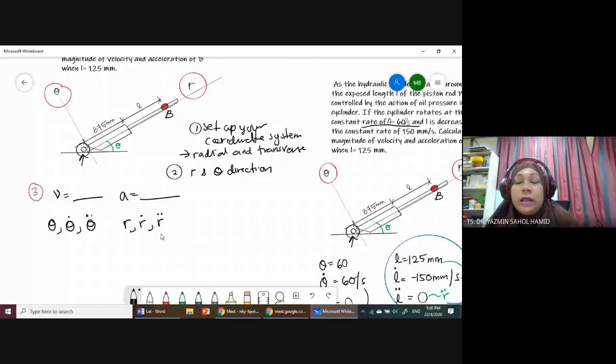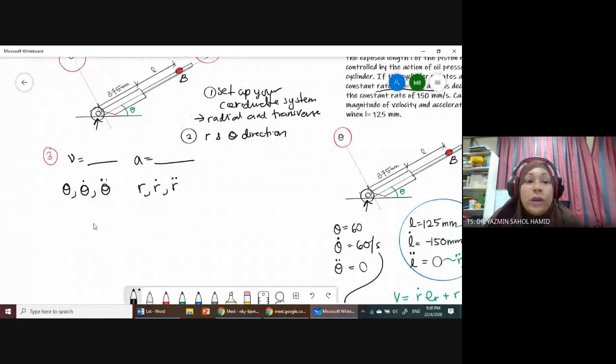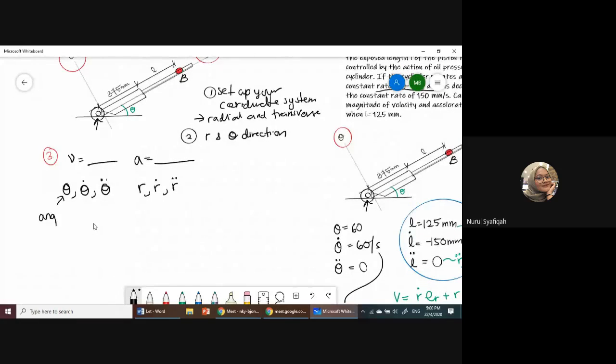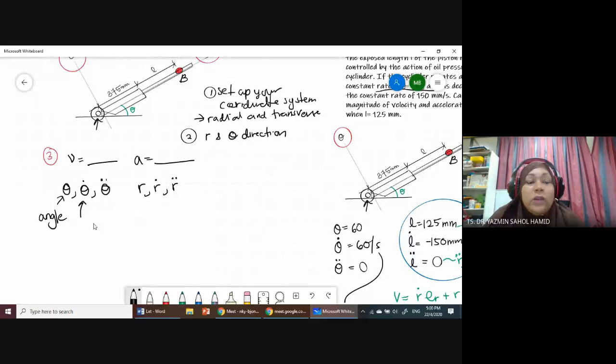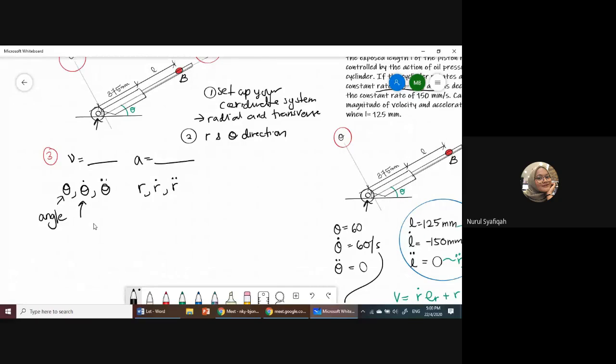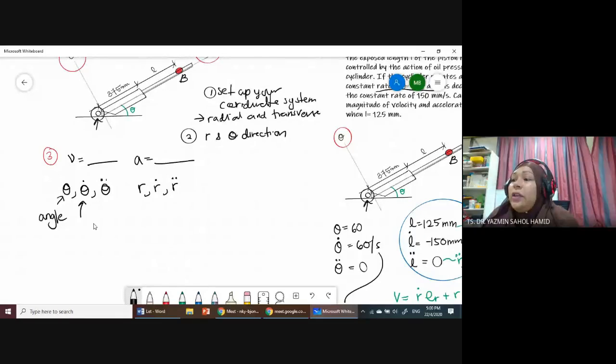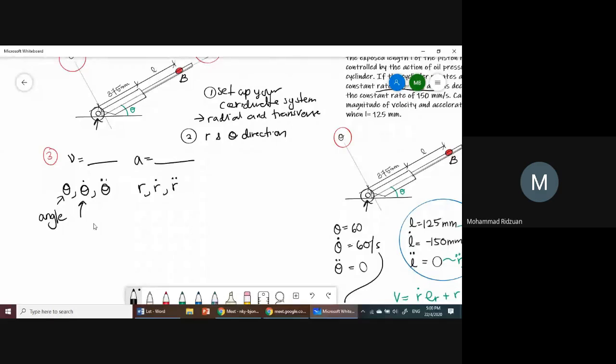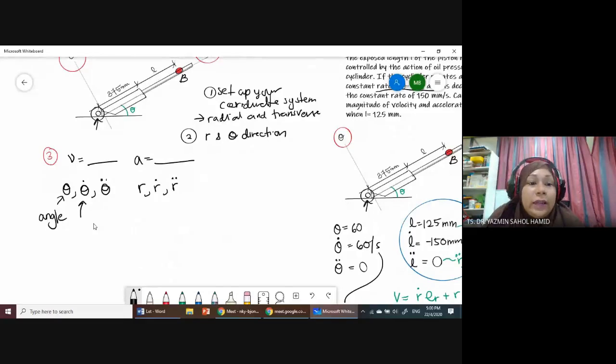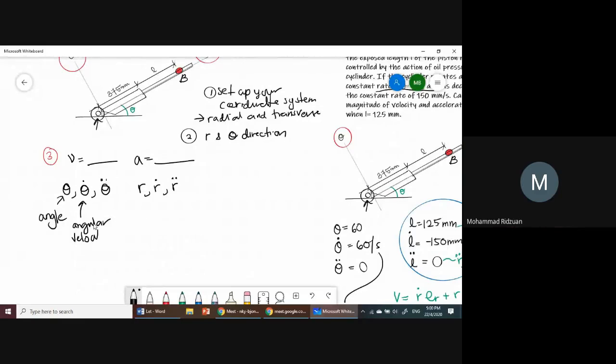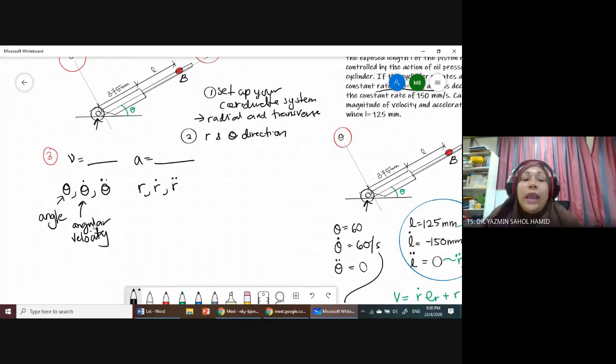Okay, can anyone tell me what theta dot means? What is theta? Theta is the angle. Okay. What is theta dot? A differential angle. Yes, theta dot is the derivative of the angle, or we call it angular velocity. Okay, and what is theta double dot?